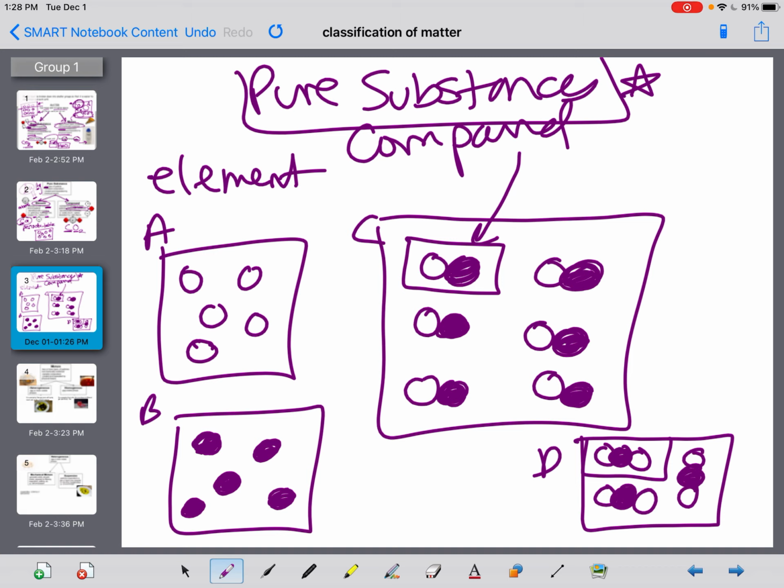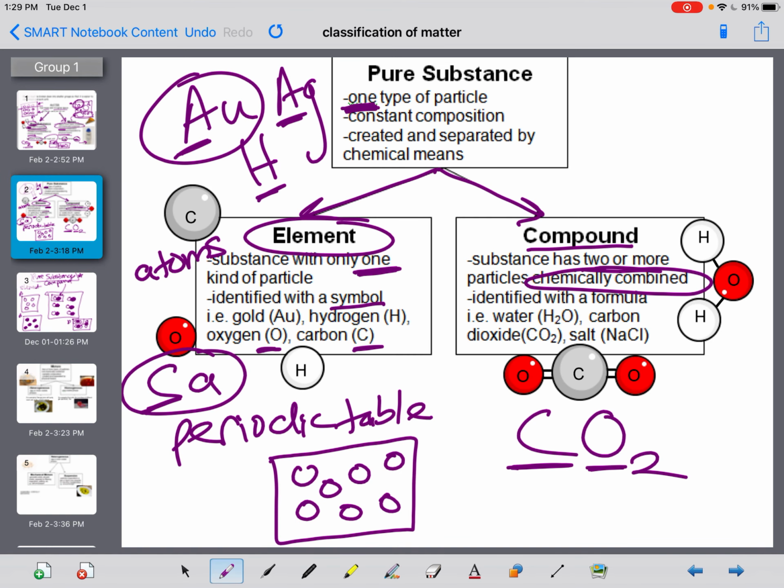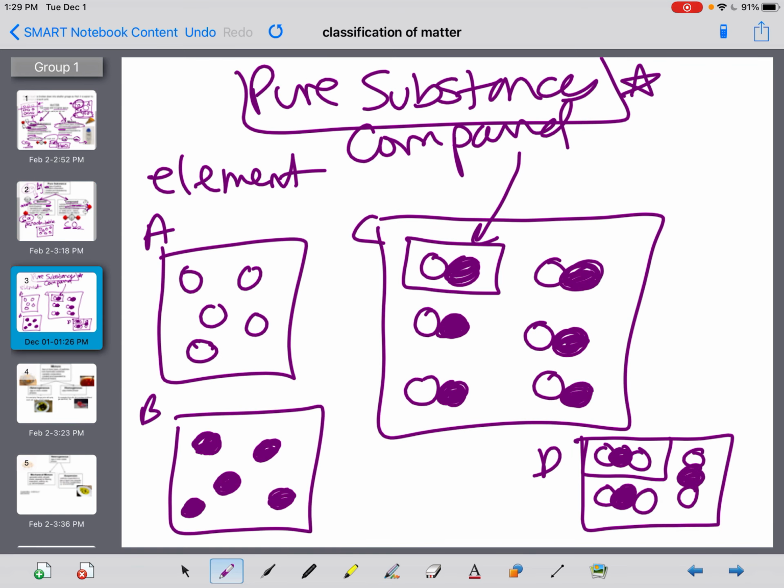So again, how are you going to know that you have an element instead of a compound? Elements are single atoms or single particles alone. A compound means you have at least two that are connected to each other. So when we say that they are chemically combined, that's what we mean. They are actually connected to each other. So when you see the particle pictures, they will be connected.